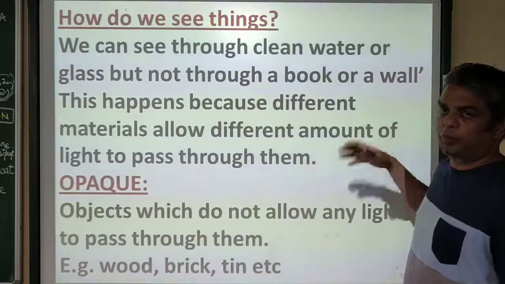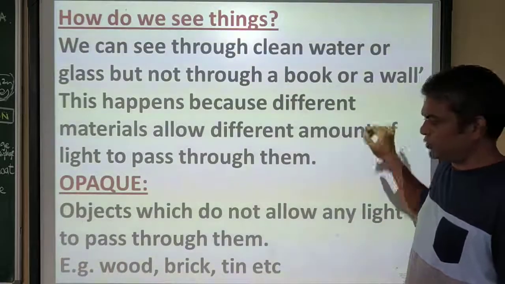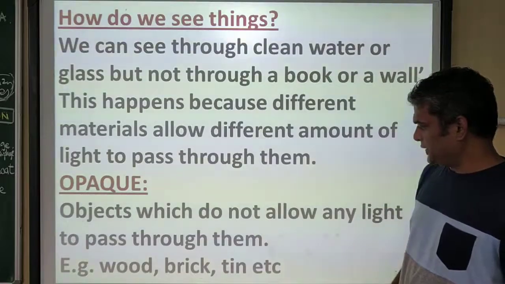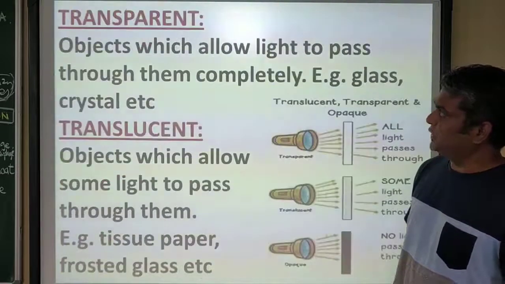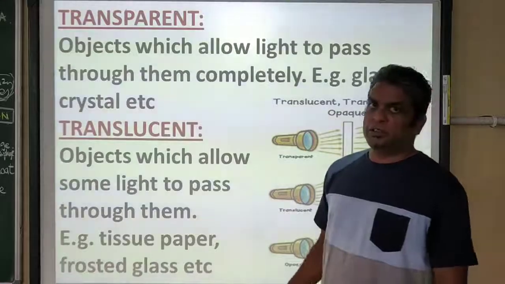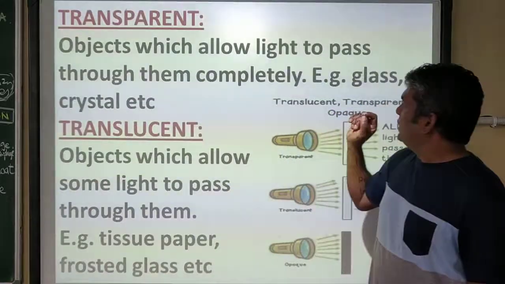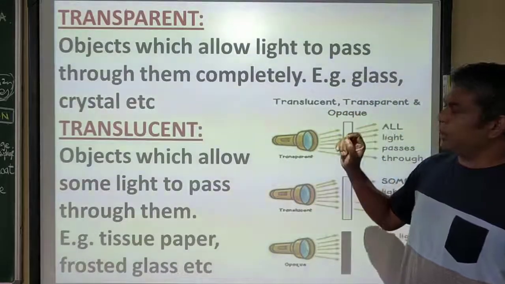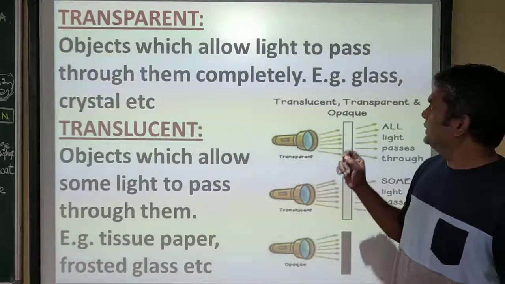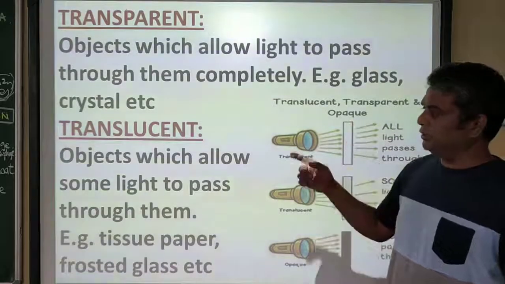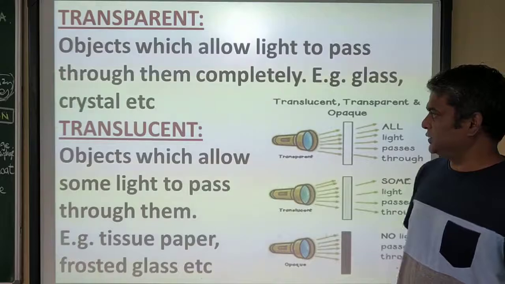This wall is opaque because I cannot see. Light cannot pass through it. Wood, brick, tin are examples. Then, transparent objects allow light to pass through them completely. Okay? Examples are glass, crystal, when you can see through the glass.